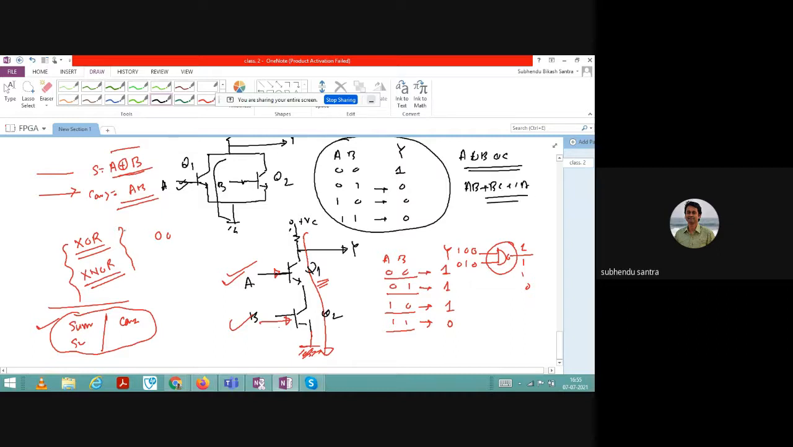Similar thing you can do for a half subtractor. So A bar B is your borrow, and A XOR B is your difference output. You can say this is your borrow and this is your other output. So these things I request you to brush up, because you have time.